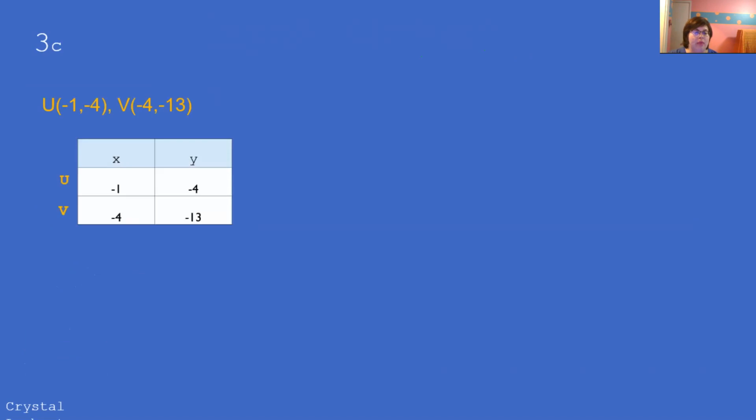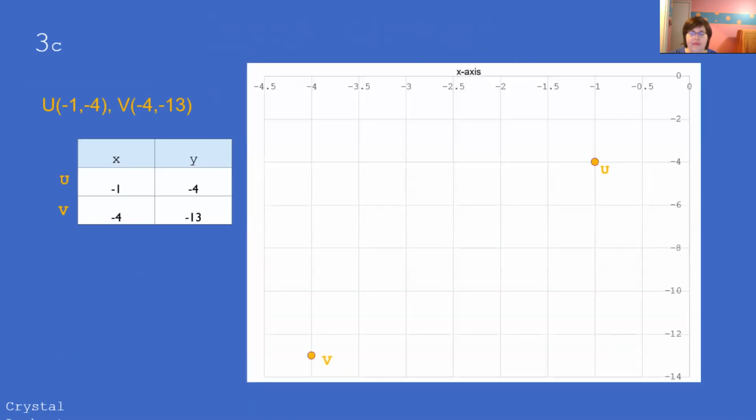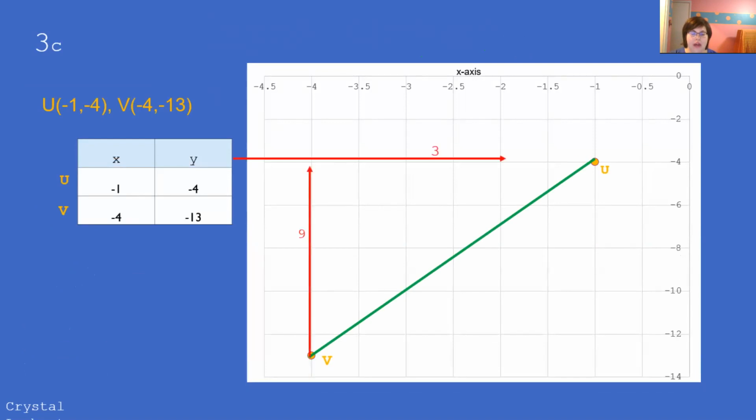Here we have points for u and v. And once again, we draw our line segment and rise over run, or we can look at it as change of y over change of x. And we have, sorry, I went too fast, 3 will be our answer.